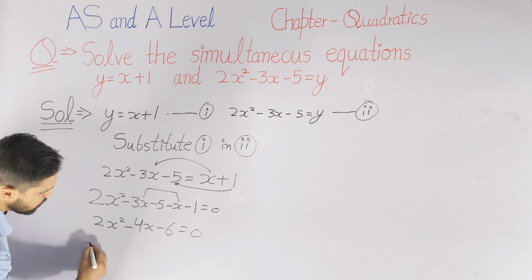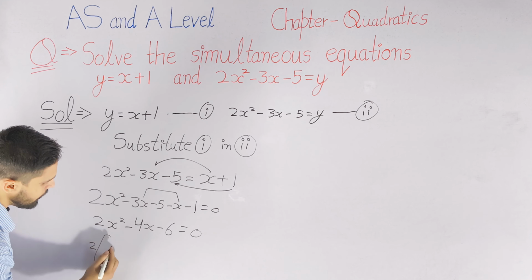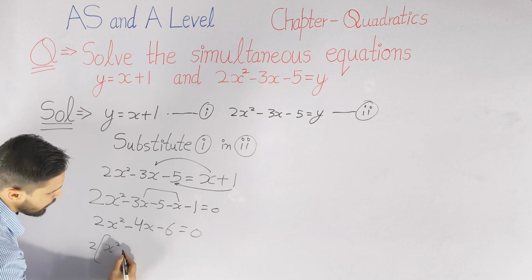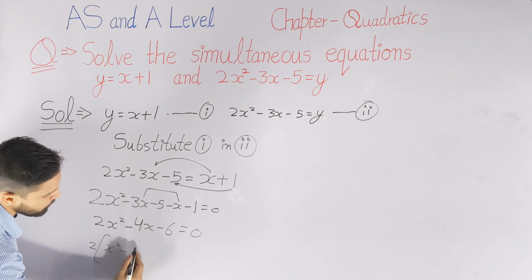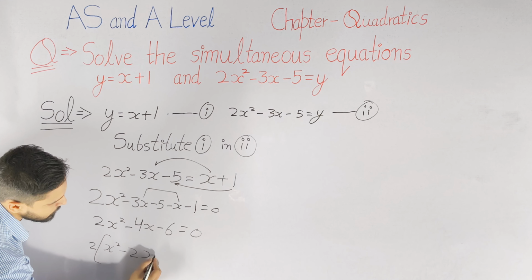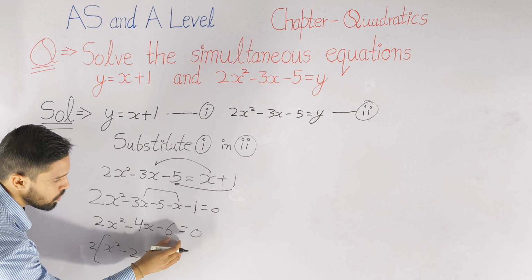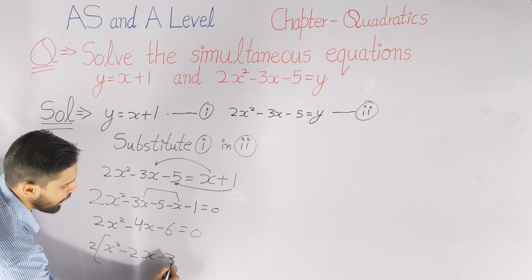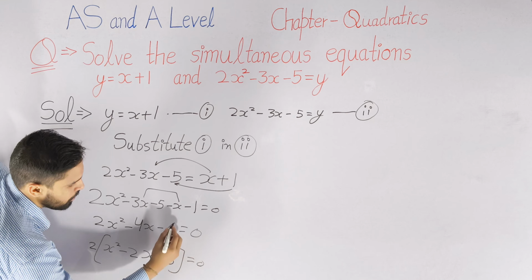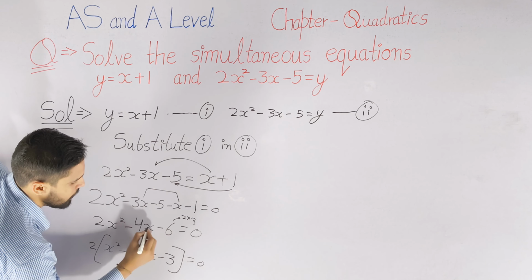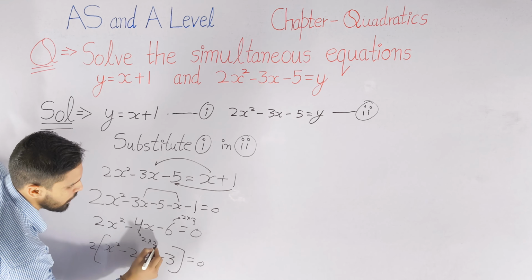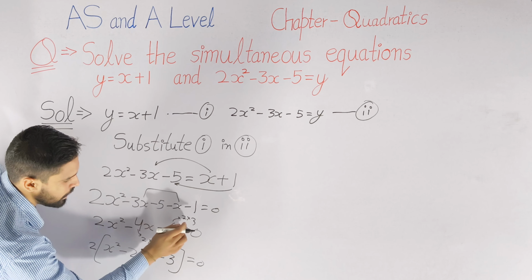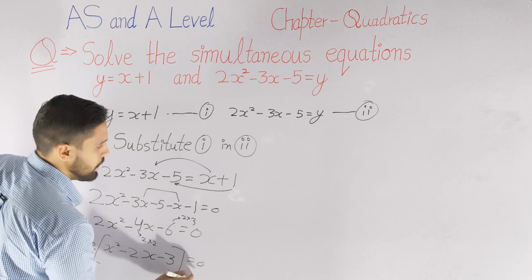Now take 2 common. If I take 2 common from 2x square, I am left with x square, and if I take 2 from this term, I am left with 2x, and if I take 2 outside from 6, I am left with minus 3 only, because 6 is 2 into 3 and this 4 is 2 into 2. I take 1 2 outside, I am left with this 2, and I take 1 2 outside and I am left with 3. That's it.